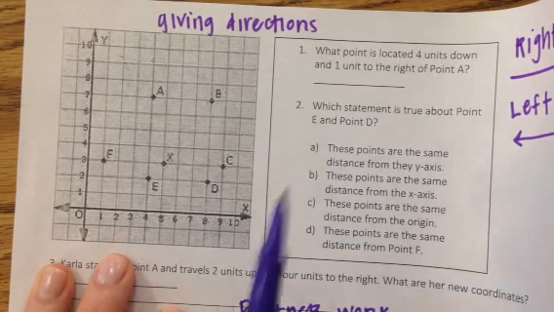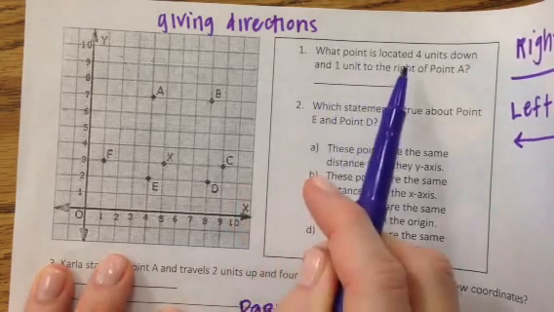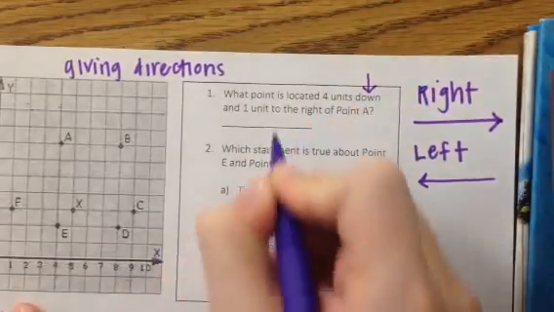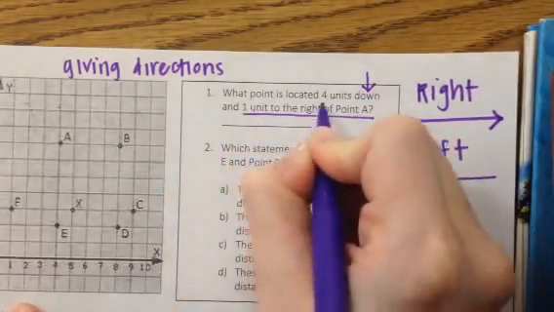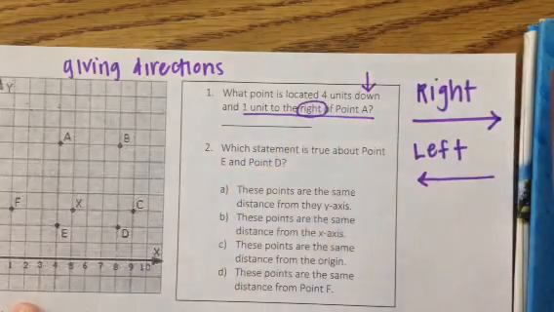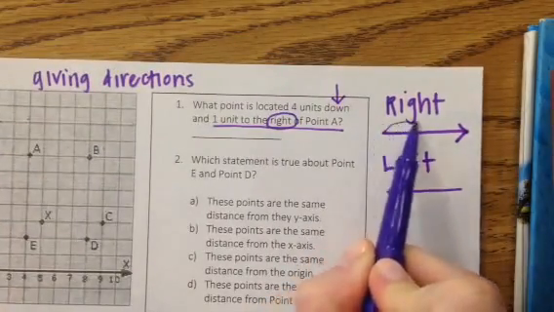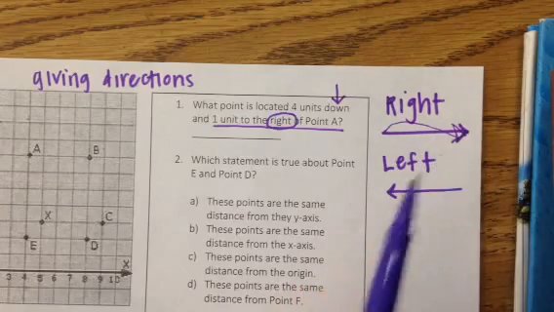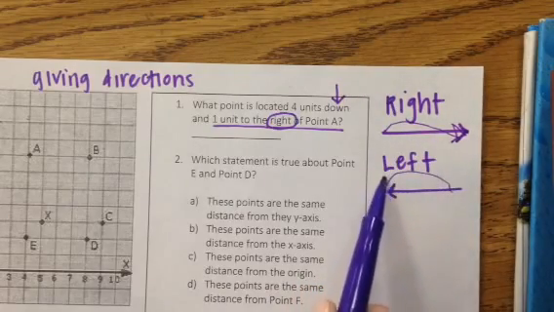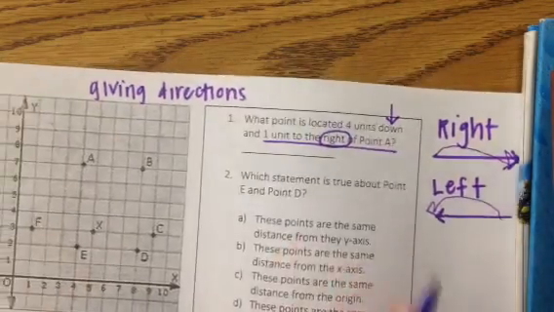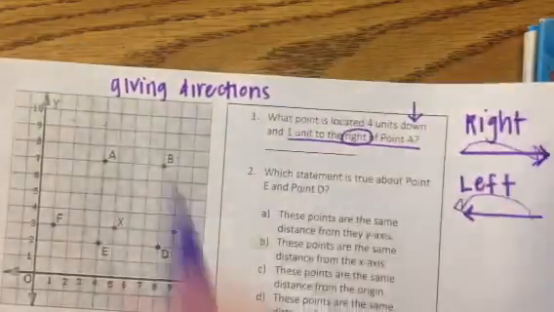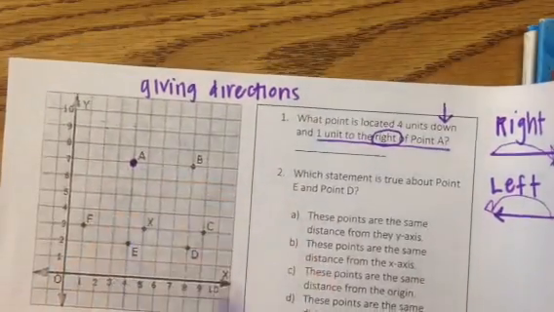So let's look at number 1. What point is located 4 units down and 1 unit to the right of point A? Well, first let's remember when something is to the right, it moves this direction. When something is to the left, it moves this direction. So let's go back. Well, first we need to start at point A, okay?